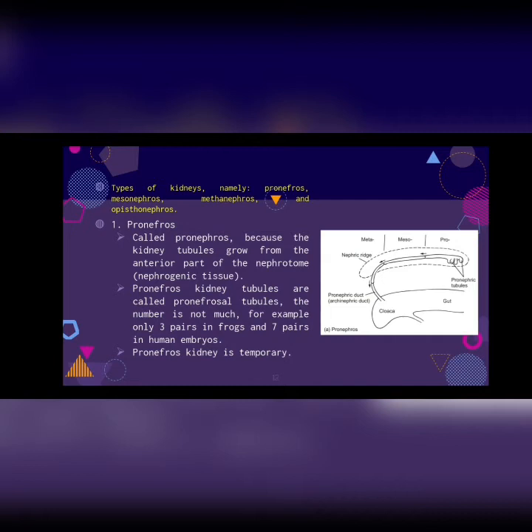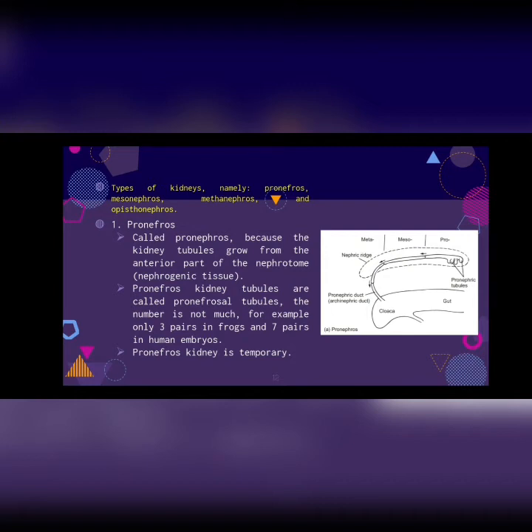Pronephros tubules arise in the anterior parts of the nephric ridge. They produce a pronephric duct that grows posteriorly in the nephric ridge and empties into the cloaca. Of the 3 types of kidney, the pronephros is the first to arise during embryonic development.